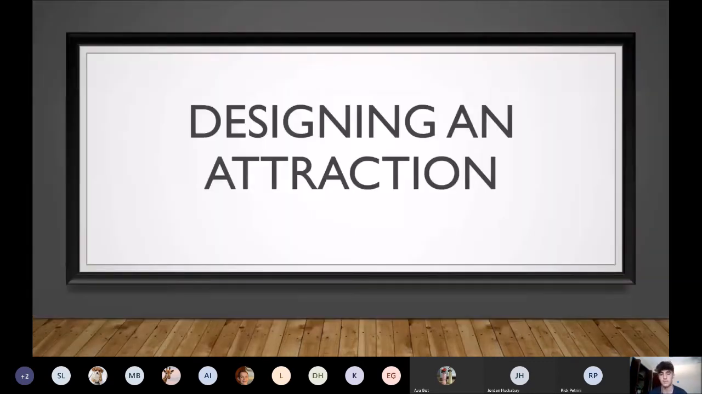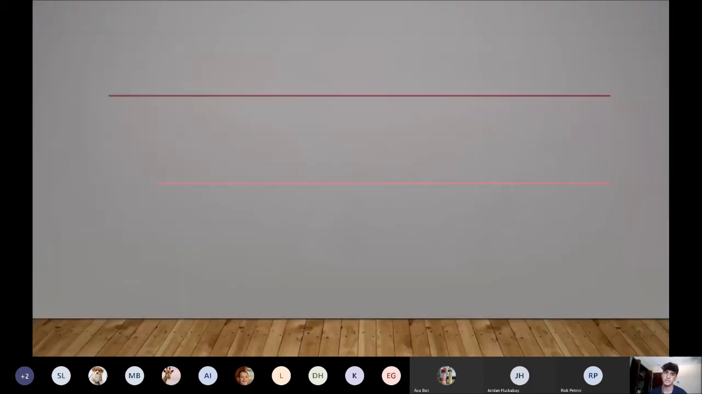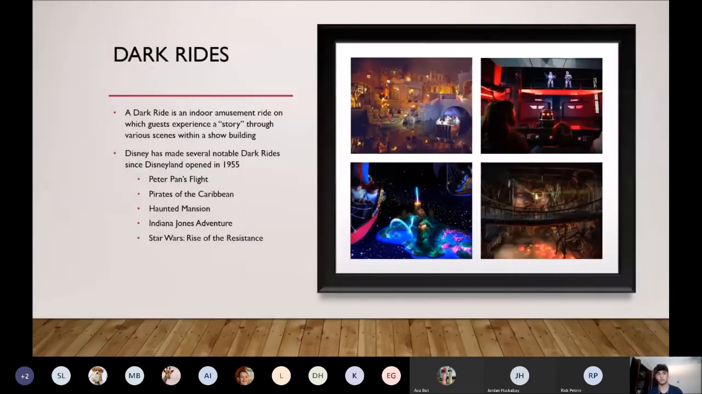So the next thing that we had to do for Westcott is design an attraction. And we had to do a dark ride. A dark ride is pretty much an indoor amusement ride, which guests experience a story through the various scenes within a show building. So it's pretty much just a story that you go through. It's pretty simple, and Disney's made a lot of them, as it says right there.